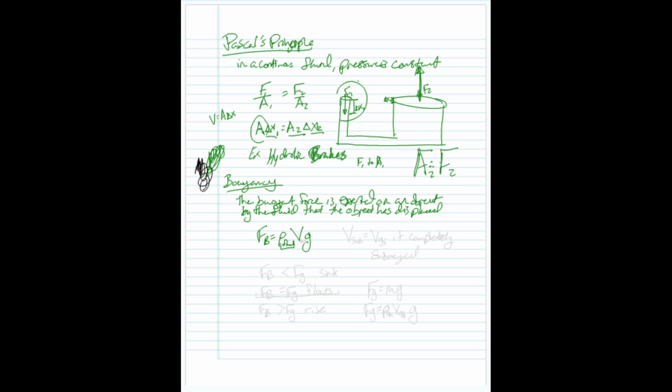Typically the fluid is going to be water, although we could think of the buoyant force acting on, let's say, a helium balloon. The fluid that's displaced there is the regular air. The volume is the volume submerged in the fluid. The volume submerged is equal to the volume of the object if it's completely submerged.